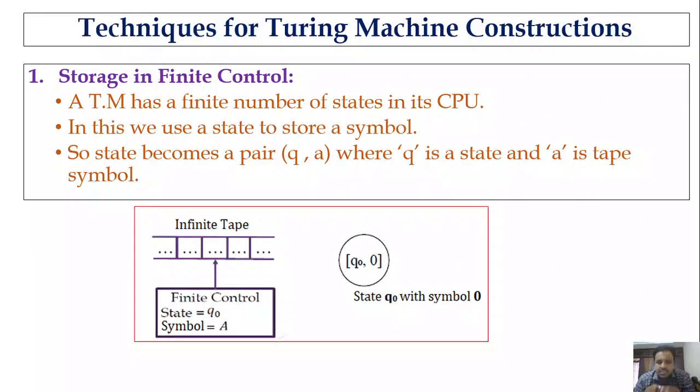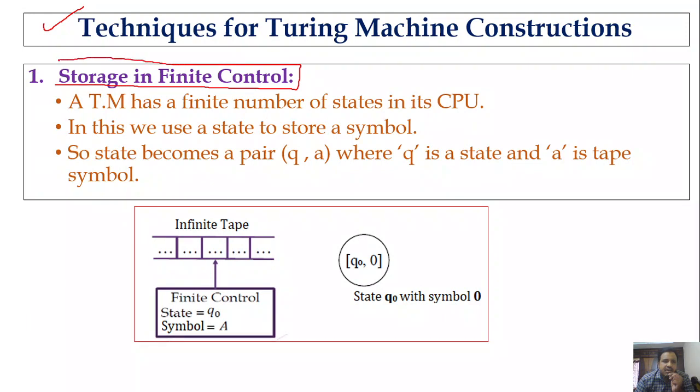So next one is techniques for Turing machine construction. You may get a theory question related to this concept: what are the techniques that we can use for construction of Turing machines? So we have different techniques, and we will see those techniques here. First one, storage in a finite control, right?